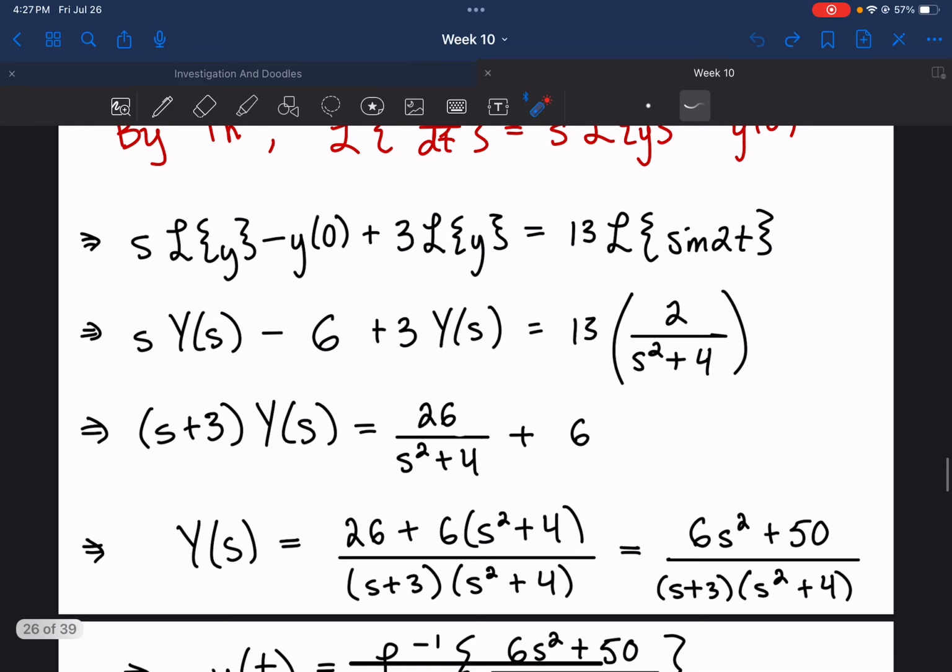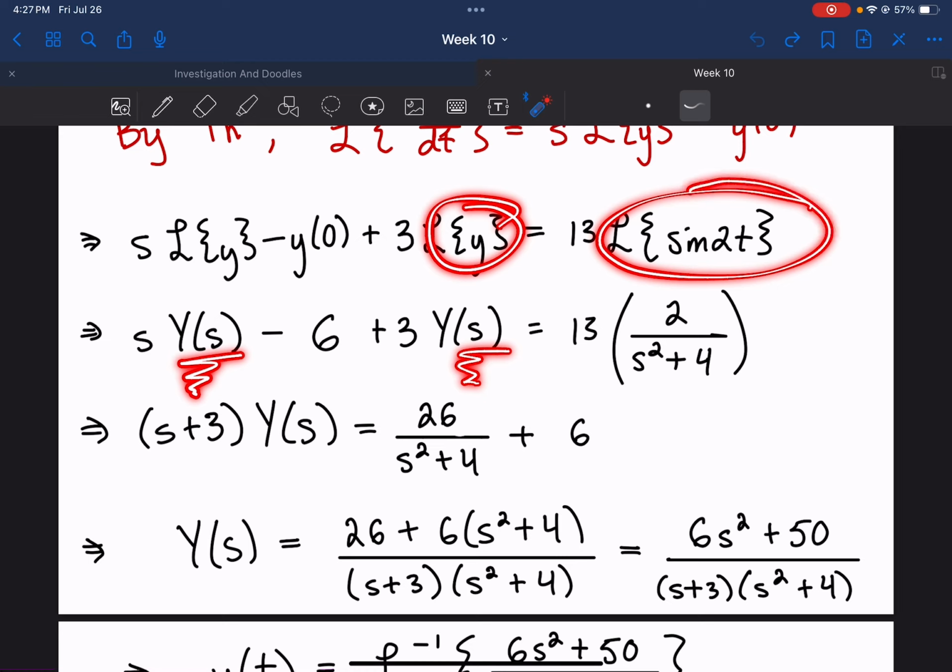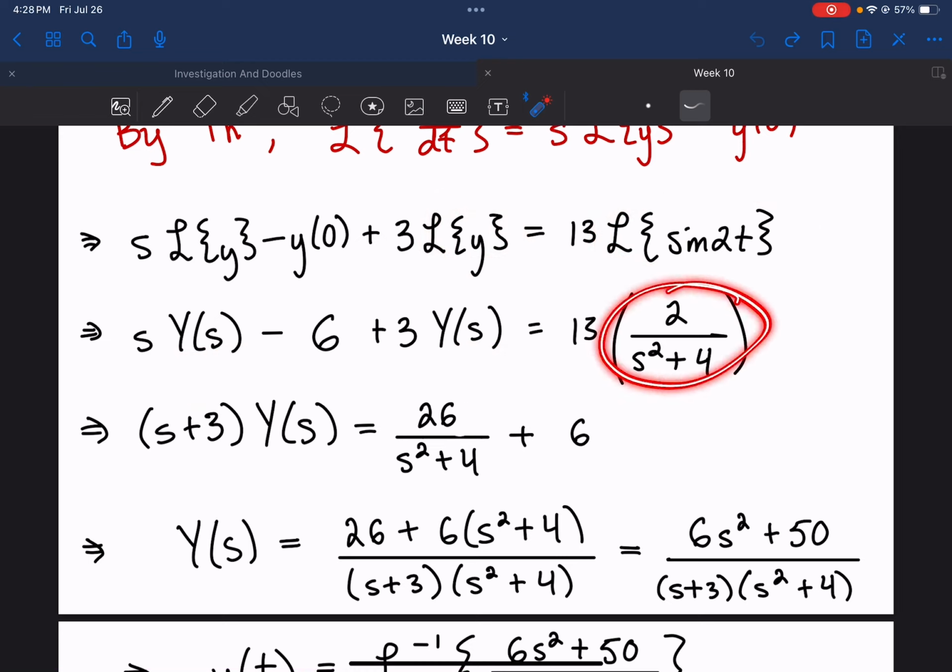Okay. So we get the Laplace transform of y is capital Y. The Laplace transform of sine 2t is 2 over s squared plus 4. And now this is an algebraic equation in s, right? I can solve this for Y. That's what I'm going to do. I'm going to solve this for Y.